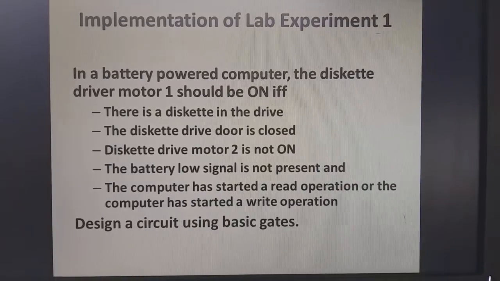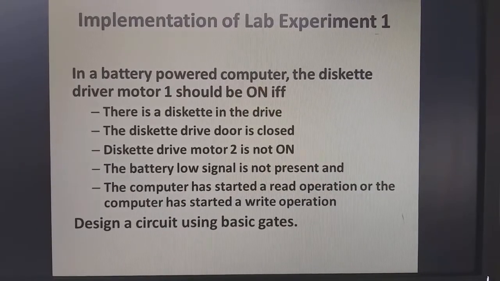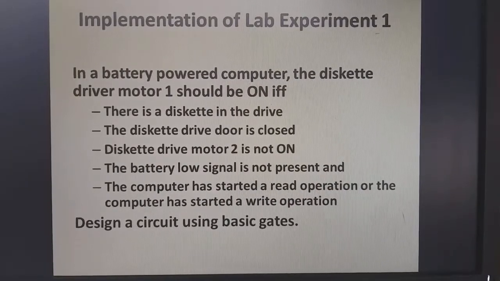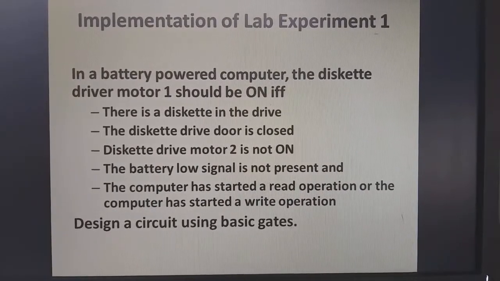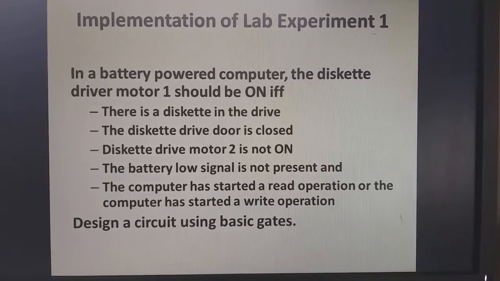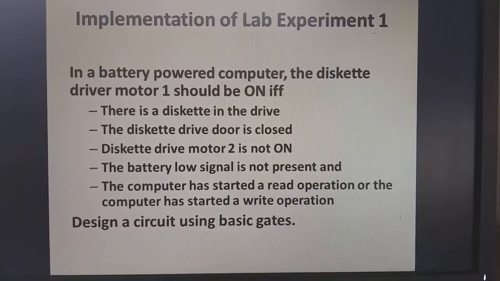should be on if and only if there is a diskette in the drive, the diskette door is closed, diskette drive motor 2 is not on, the battery low signal is not present, and the computer has started the read or the write operation. And this you are supposed to design using the basic gates only.